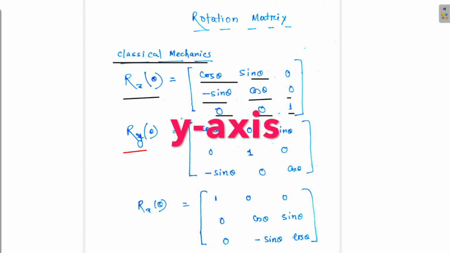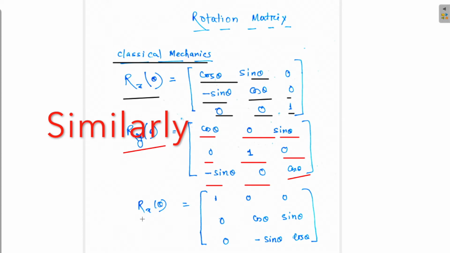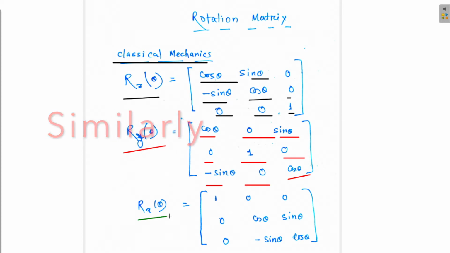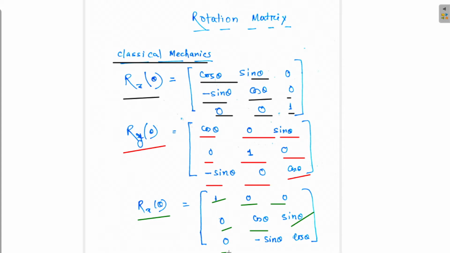Similarly, the rotation matrix about the y-axis can be written like this: cos theta, 0, sin theta; 0, 1, 0; minus sin theta, 0, and cos theta. In the same way, if we talk about the rotation matrix about the x-axis, the matrix can be written like this: 1, 0, 0; 0, cos theta, sin theta; 0, minus sin theta, and cos theta. So these are the cases for classical mechanics.